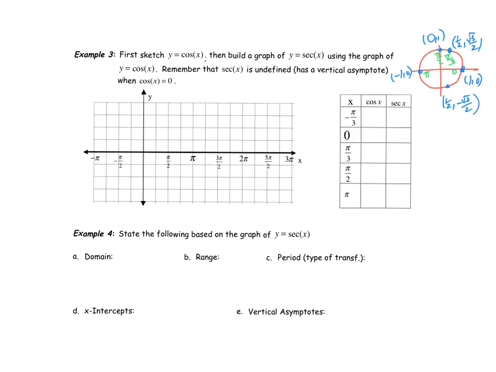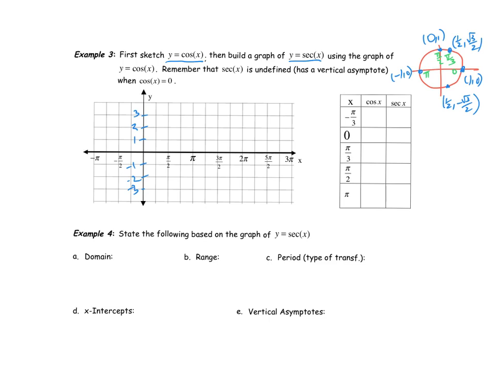In note 6.5, day 2, example 3, we're going to build a graph of secant x. To begin with, we're going to graph the reciprocal function, which is y equals cosine x. So I'm going to put a scale on the y-axis. I'll do 1 square is 1 unit. And then we're going to start graphing cosine.